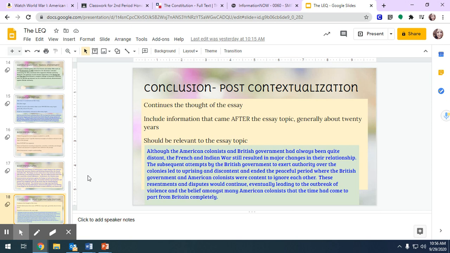Assume that the reader, which most of the time is going to be me, knows nothing. Okay? Do not assume that we know anything. You've got to spell stuff out. So don't just say there were taxes and they were mad. Who? Who are you talking about? What taxes? Where? When? You've got to spell that kind of stuff out. So do not assume that anything is known. Don't take it for granted that we know what you're talking about. You've got to be specific.